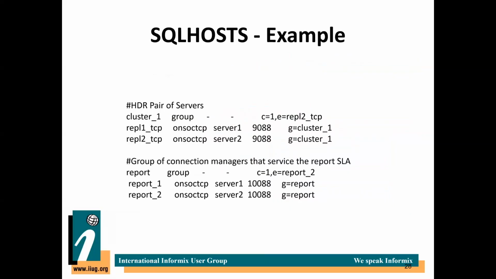So again, example SQL hosts. The first part is a group of replicated servers up there. That's cluster one that we mentioned on the last slide. And then the second one is a group of connection manager listeners. So we see here report one, and we're telling it that that's going to start on port 10,088. So when I'm a client, I'm going to be connecting to report one on port 10,088 and let the connection manager handle pointing me to the correct REPL 1 or 2 server or whatever the rules may be.